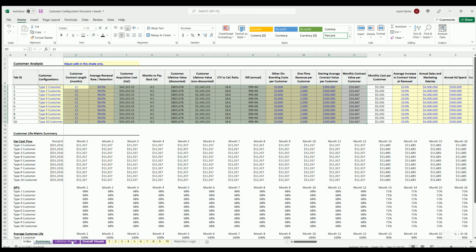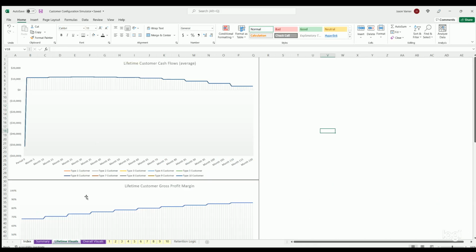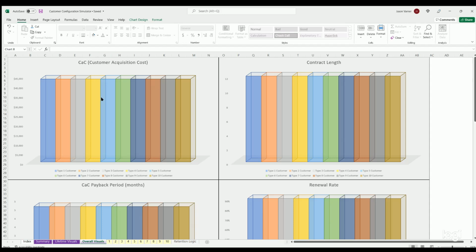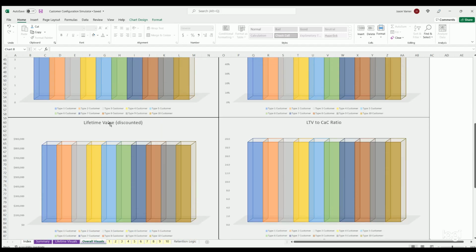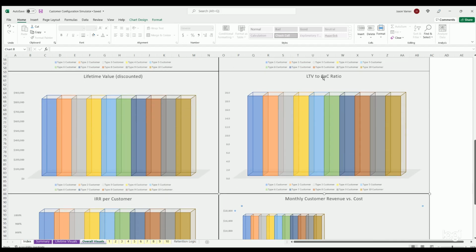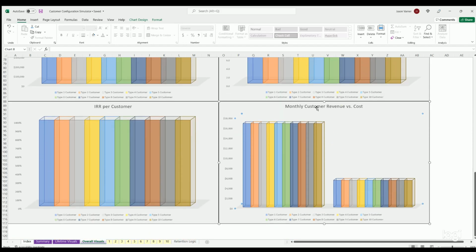And so that's different than these, which are showing the whole lifetime, up to 120 months. And these are the aggregate values. So customer acquisition cost, contract length, renewal rate, CAC payback period, lifetime value, lifetime value to CAC, monthly cost, customer revenue for each type versus cost, and IRR per customer.